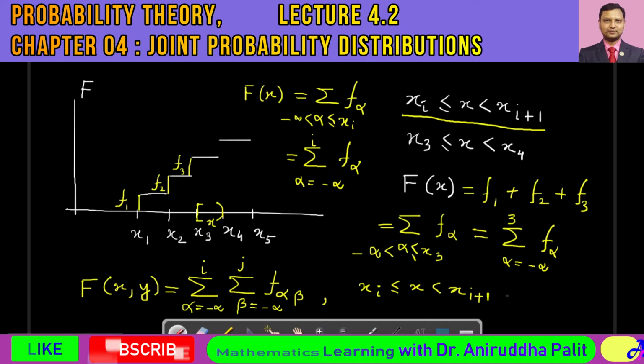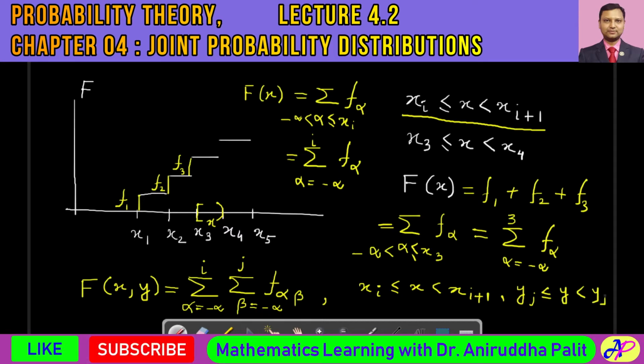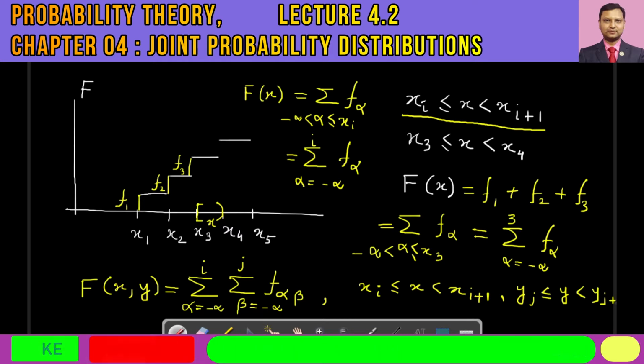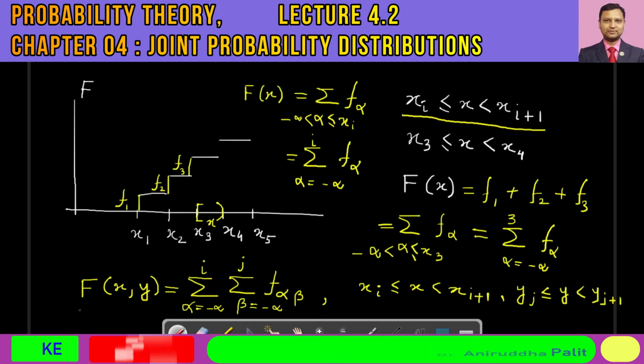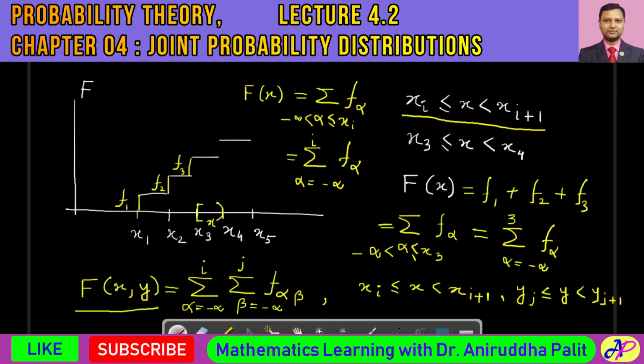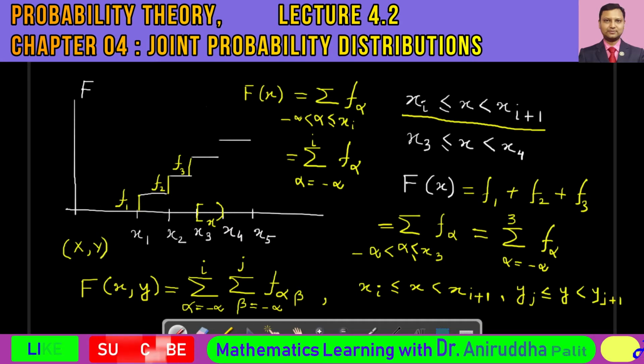and what about y? yj should be less than or equal to small y, strictly less than yj plus 1. So that would be the distribution function in case of function of two variables, or in case of the joint distribution of the random variables x and y. So this was the motivation.